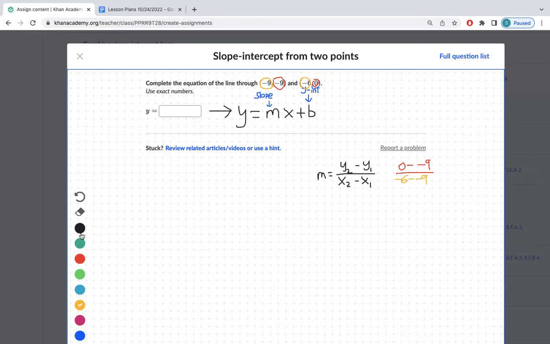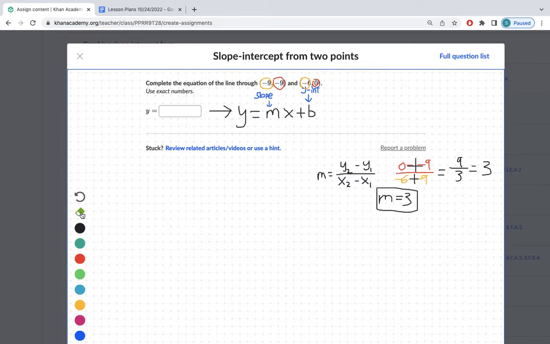Okay, so let's go ahead and solve this. We have 0 minus -9. You guys should know that minus negative just means plus. So really we have 0 plus 9, which is 9. And then down here we have -6 minus -9 again. So really that's -6 plus 9, which is going to equal 3. So then we're just left with 9 over 3, or 9 divided by 3, which is 3. So our slope is going to equal 3. So we're halfway done.